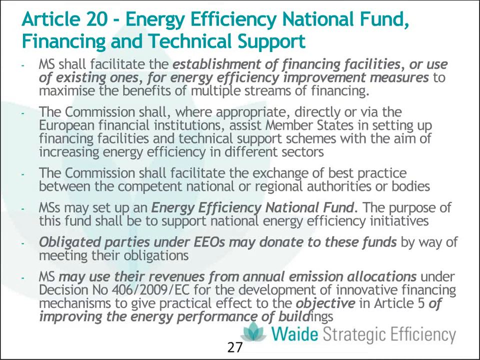But also obligated parties under Article 7, under the energy efficiency obligations, can donate to these funds by way of meeting their obligations. So there is an opportunity for them to comply with their requirements through this route. And furthermore, member states can use the revenues from emissions allowances under the EU ETS scheme to count towards the improvement of the energy performance of buildings through this article.